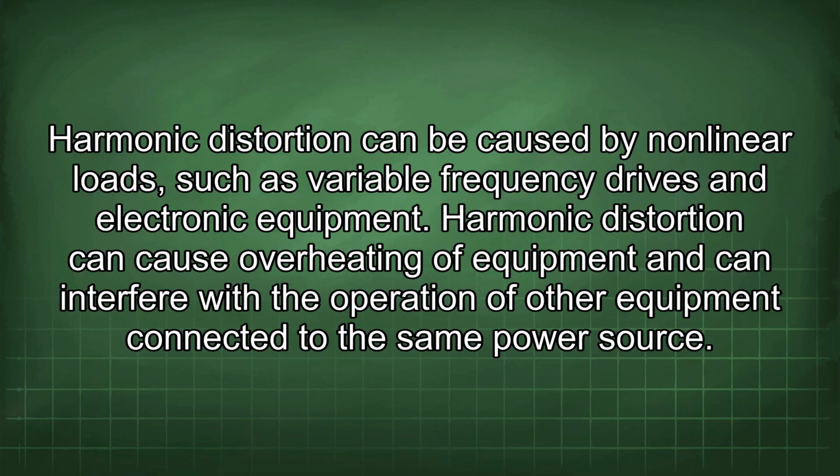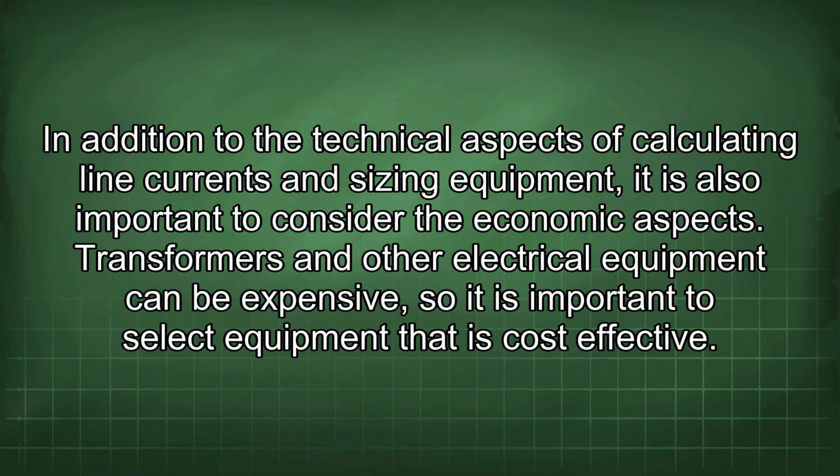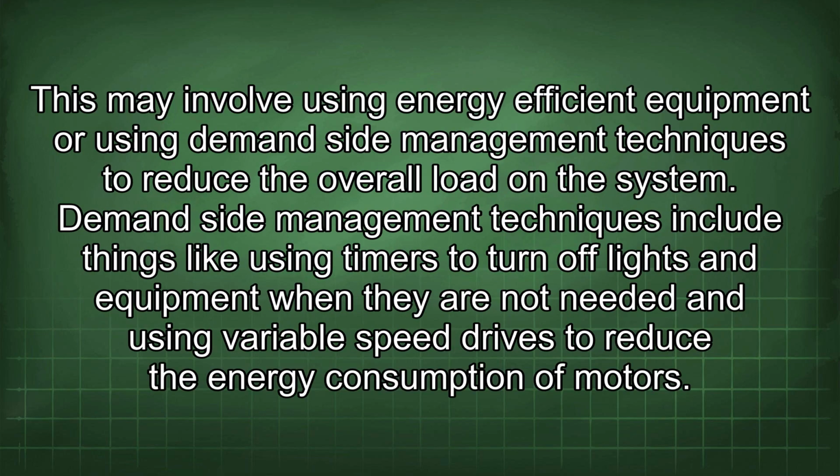In addition to the technical aspects of calculating line currents and sizing equipment, it is also important to consider the economic aspects. Transformers and other electrical equipment can be expensive, so it is important to select equipment that is cost-effective. This may involve using energy-efficient equipment or using demand-side management techniques to reduce the overall load on the system. Demand-side management techniques include things like using timers to turn off lights and equipment when they are not needed, and using variable speed drives to reduce the energy consumption of motors.